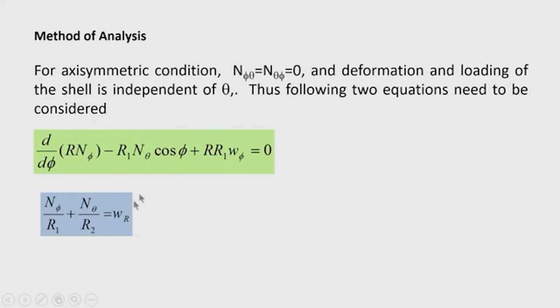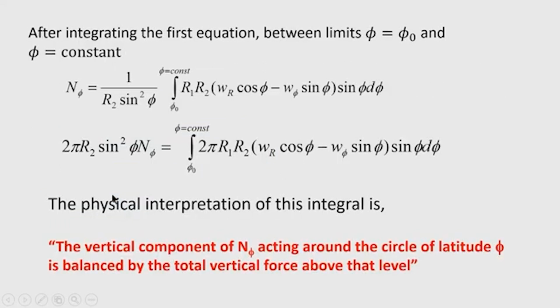So, the solution of these two equations will give you n phi and n theta. Now, from the second equation we can express n theta in terms of n phi, and then substitute back in the first equation. So, the first differential equation is converted into a differential equation of a single unknown variable, n phi.